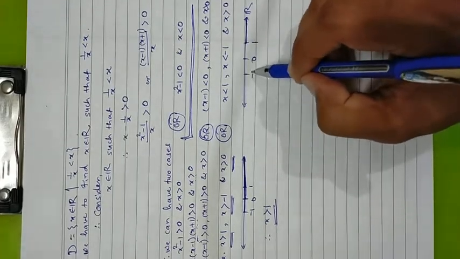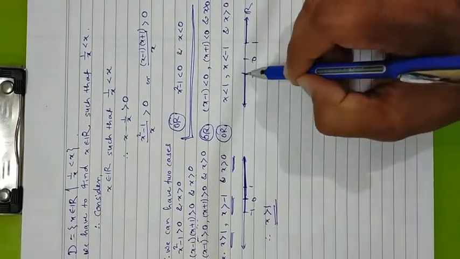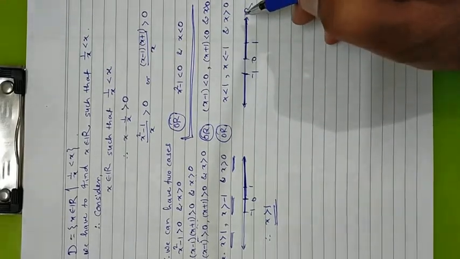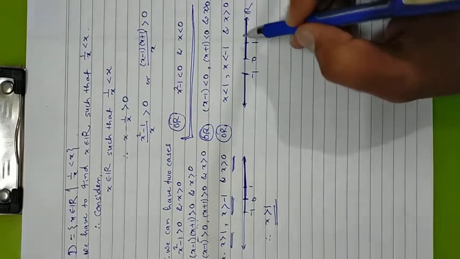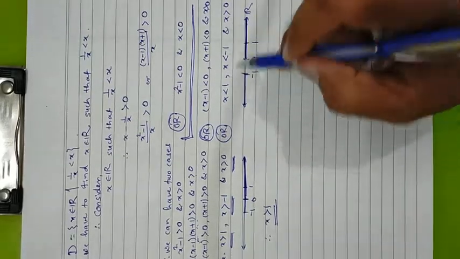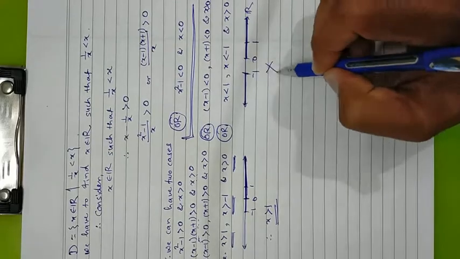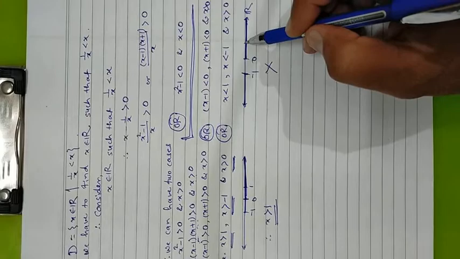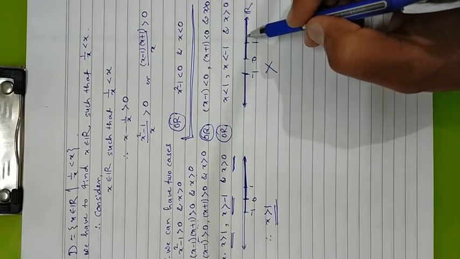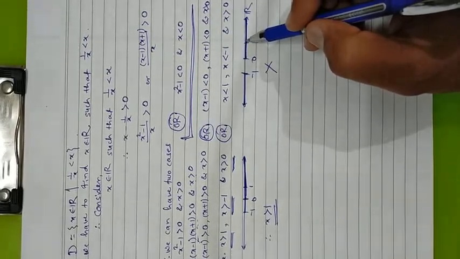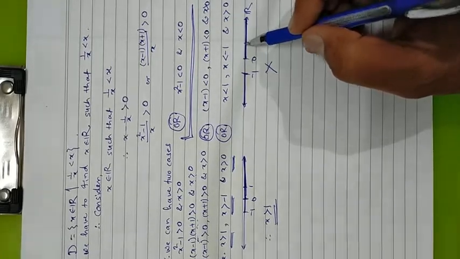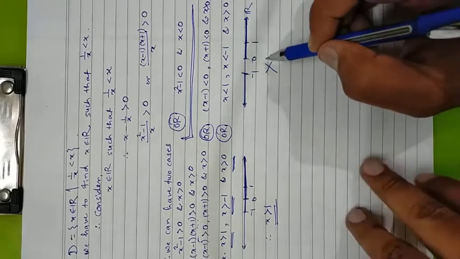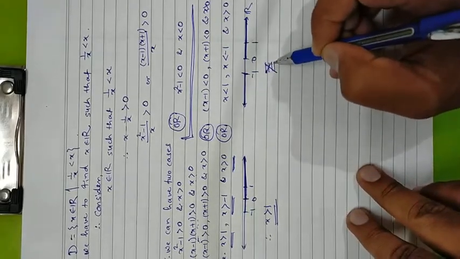x is less than minus 1, that means x lies below minus 1. And x is greater than 0, that means x lies above 0, right? So what is common to these three things? Nothing. Why? Because I don't have any real number which is at the same time greater than, sorry, it is not the thing.